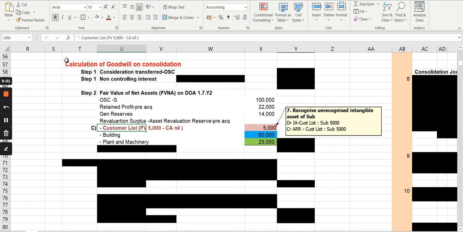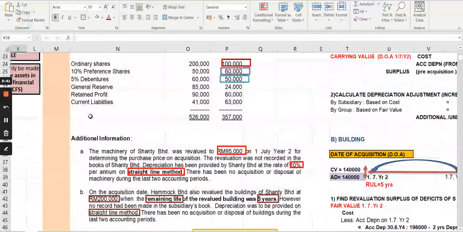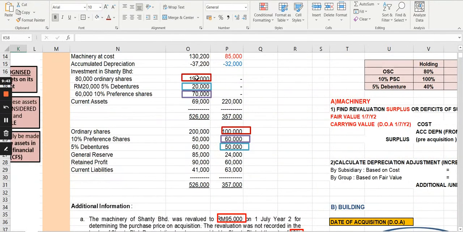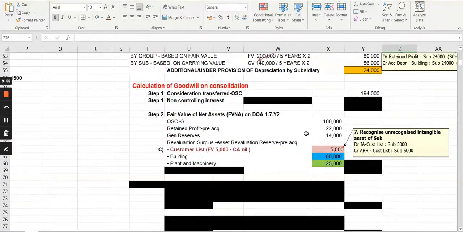First thing first, do the calculation of goodwill. So I'm doing the calculation of goodwill for ordinary shares. I'll take the consideration transferred directly from what is given in the question. If you do not know where to get it, let me show you. It is here: 194 for ordinary shares, 20 for debenture, and 70,000 for the preference shares. We'll have to include that in the calculation of goodwill.